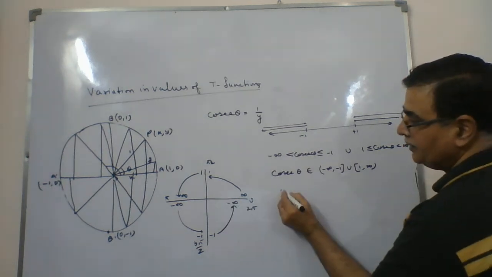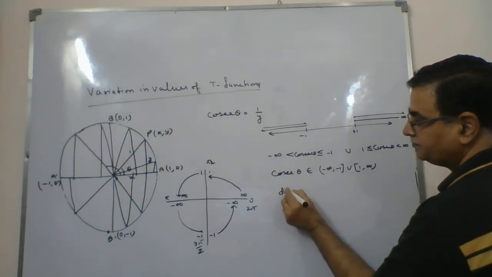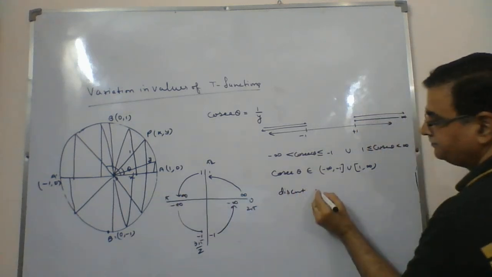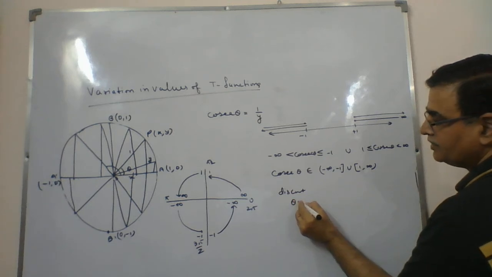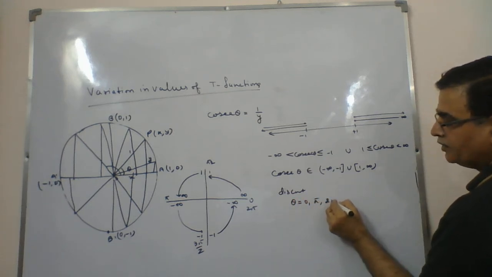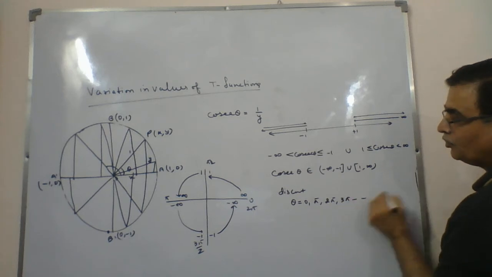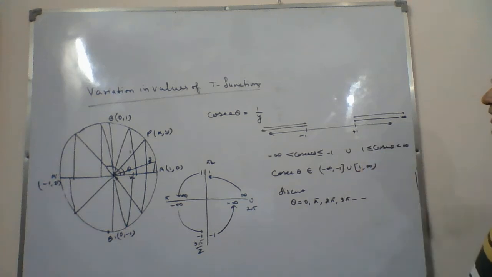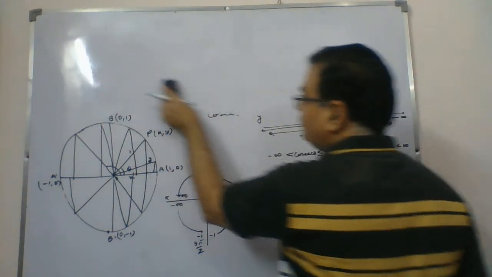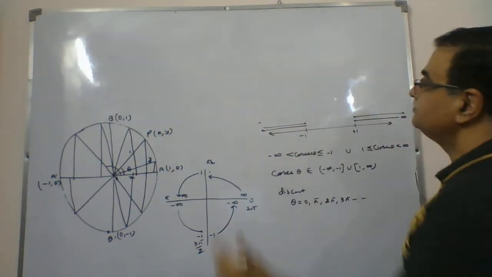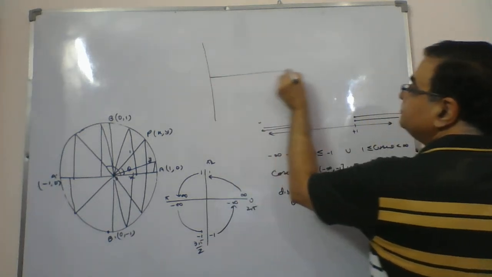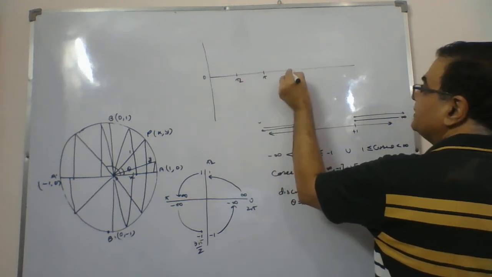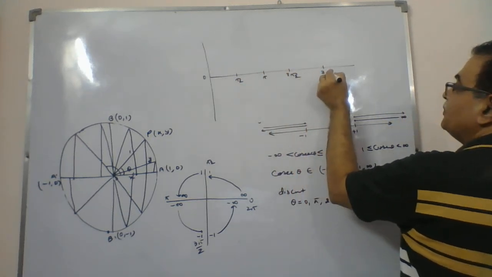Again, it is going to be discontinuous at theta 0, pi, 2 pi, 3 pi, and so on. So now we'll plot the graph for it. Its graph can be plotted easily now. Zero, pi by 2, pi, 3 pi by 2, 2 pi.